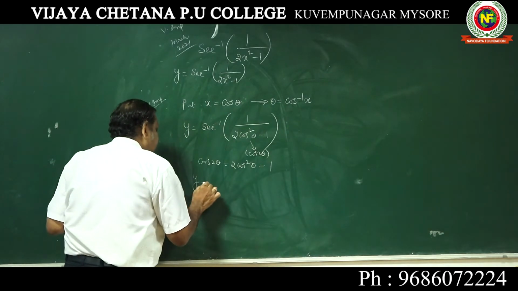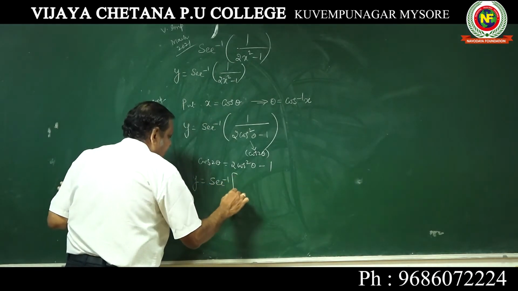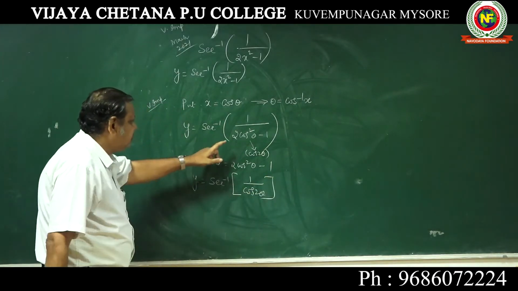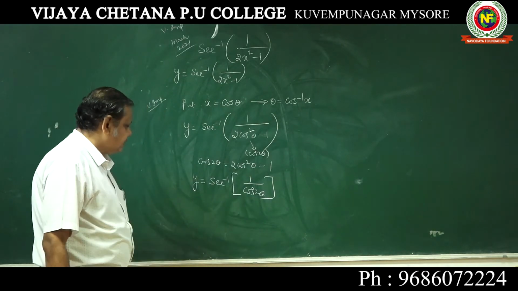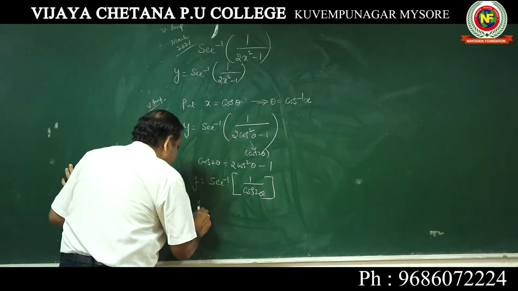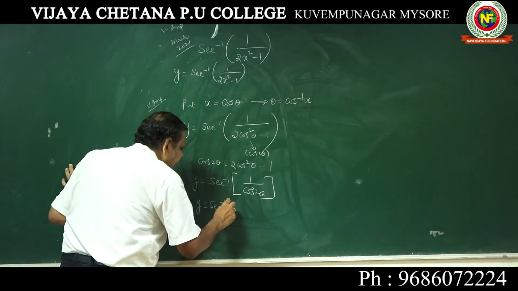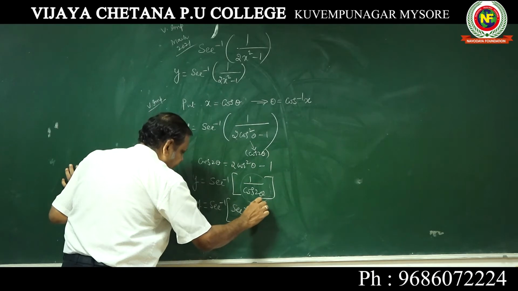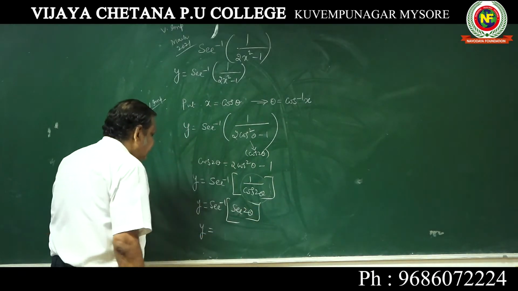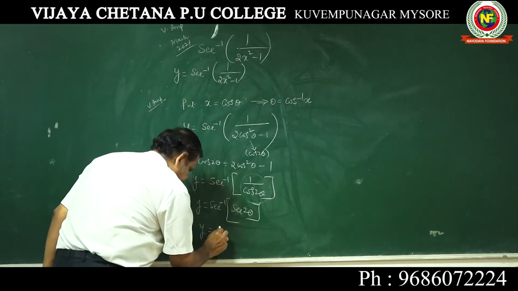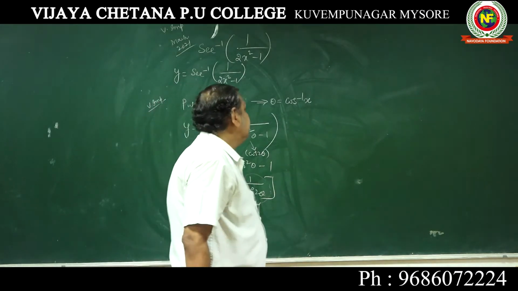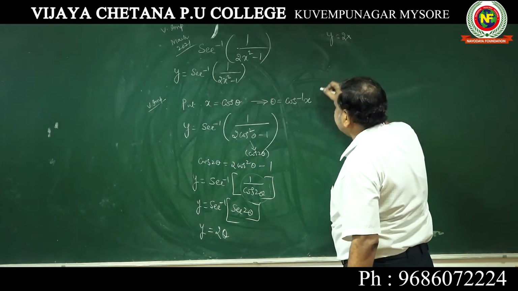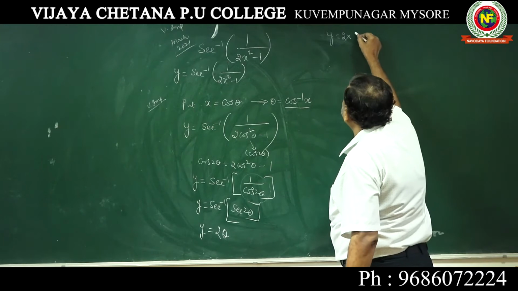So y is equal to secant inverse of 1 over cos 2 theta. 1 over cos 2 theta is the reciprocal, 1 by cos 2 theta is nothing but secant 2 theta, so y is equal to secant inverse of secant 2 theta. It is y is equal to 2 theta, and y is equal to 2 into theta. Theta is cos inverse x.